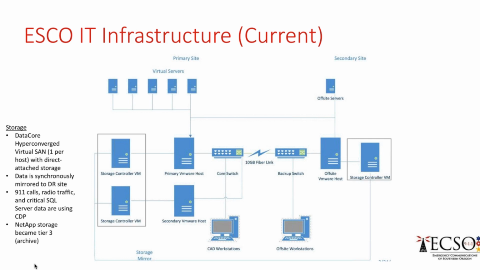The storage is now available through the DataCore Hyperconverged Virtual SAN. So they have 1 per host with direct attached storage. The data is synchronously mirrored to the DR site. So 911 calls, radio traffic, and critical SQL Server data are using CDP, continuous data protection, so they're able to keep track of all the changes to that data. And the NetApp storage became tier 3. So it's now their archive storage, so they're able to still get value from that as well.